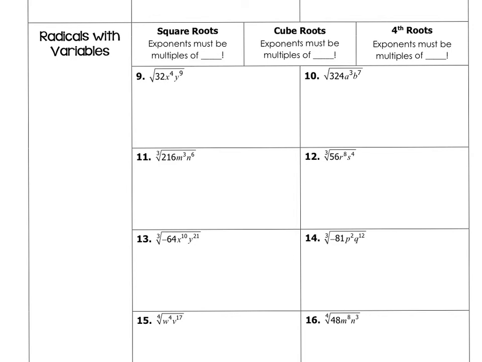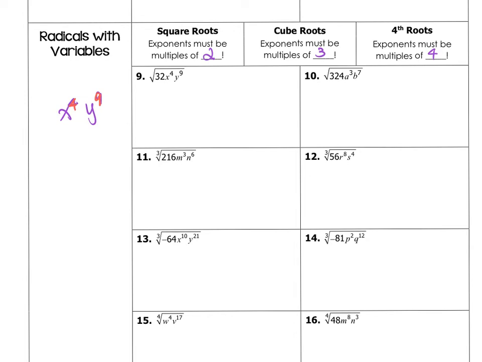First of all, square roots. Exponents must be multiples of 2. And cube roots, obviously, the exponents, meaning the exponents of the variables, those are the exponents. So cube root has to be multiples of 3. Fourth root, it must be multiples of 4. So here you just rewrite everything.